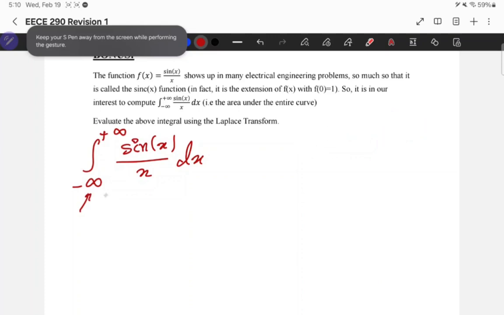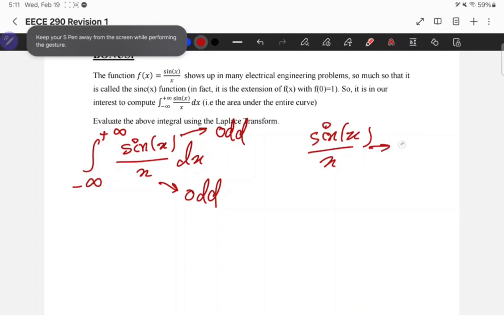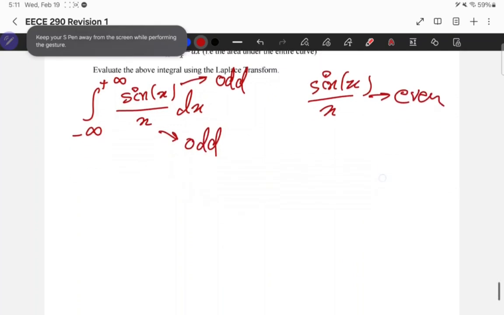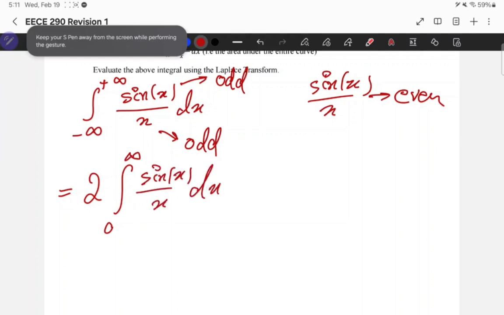Doing this is easy because sine x is odd. X by itself is odd. So sine x over x is an even function. So if it's even, it's symmetric with respect to the y-axis. So I can do the integral on one side and multiply by 2. So this integral is twice the integral from 0 to infinity sine x over x dx.